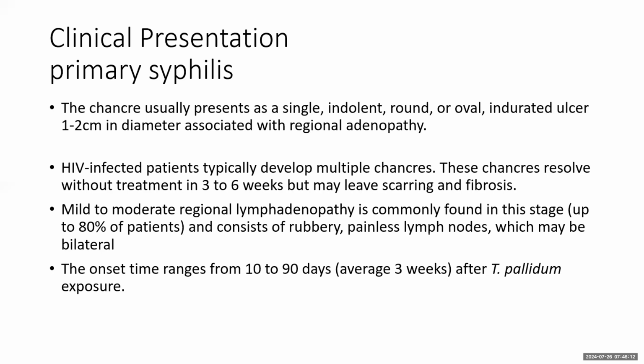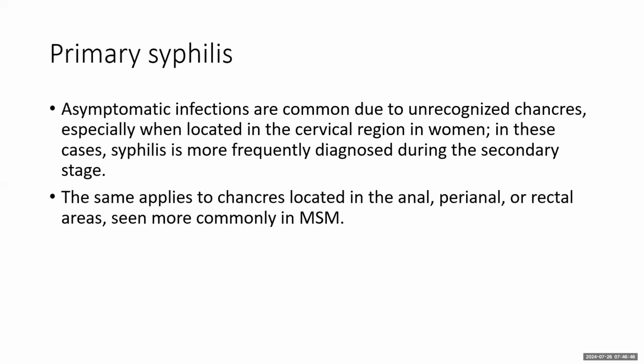So clinical presentation, usually it comes with a single indolent ulcer. However, those who are infected with HIV can come with multiple ulcers, which are painless, indurated ulcers, 1 to 2 cm in diameter with regional adenopathy. This regional adenopathy is also painless, usually rubbery and bilateral. The onset time ranges from 10 to 90 days, averaging within 3 weeks of exposure.